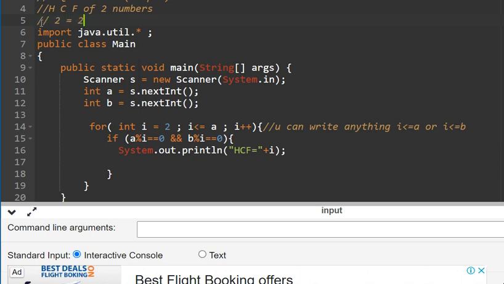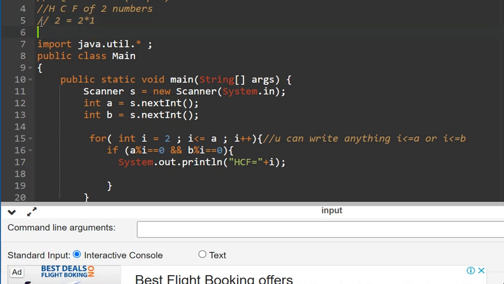Factors of 2 were 2 and 1 and factors of 6 are 3, 2, 1. We can clearly see that 2 is common in both and it is the highest number which is common in both. Let's take the example of 12 and 18.